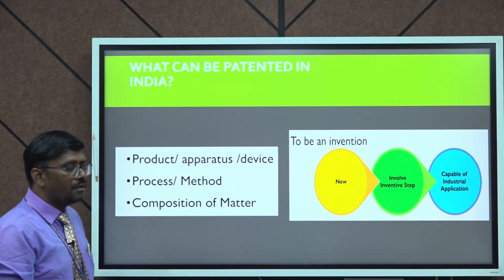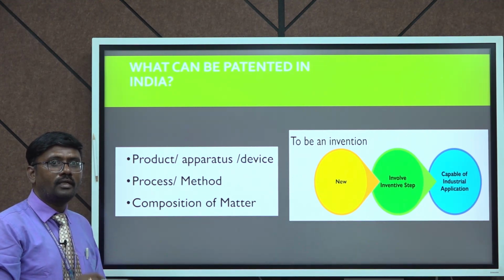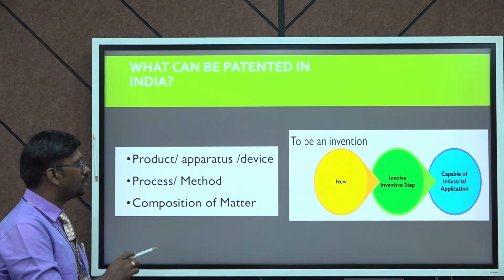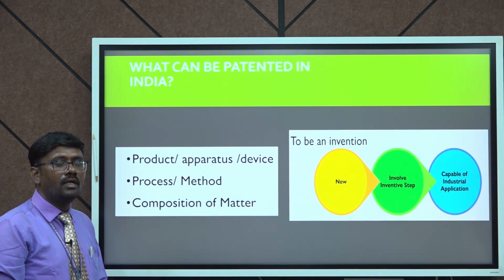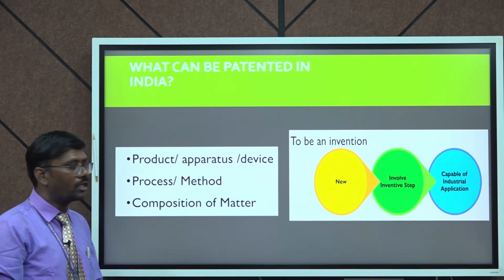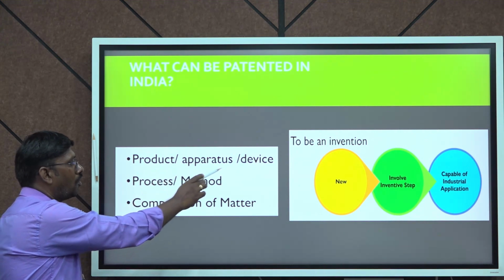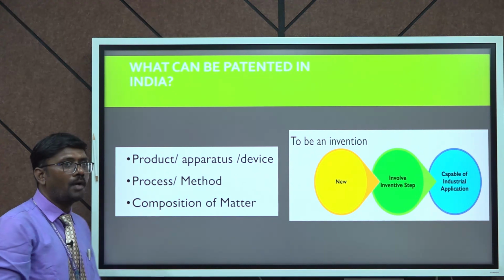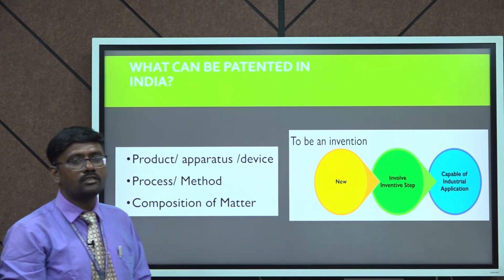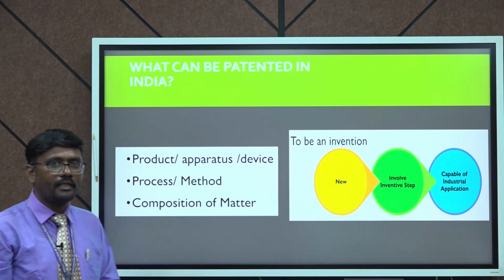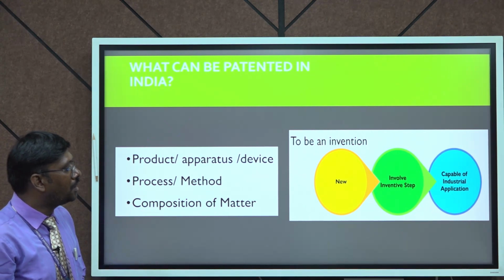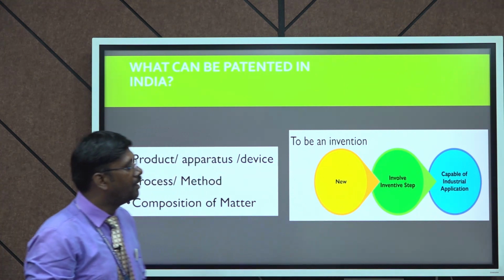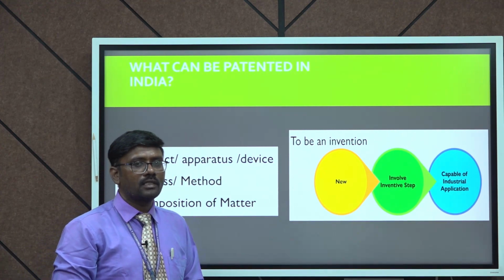First question: we should know what can be patented. You know that you can develop innovations in terms of either a product or a process. It can be a product or any device, or it can be a process, or a method, or a composition of matter. The formulations of any ingredients can also be patented. The main thing is that it is supposed to be new, involve an inventive step, and be capable of industrial application.